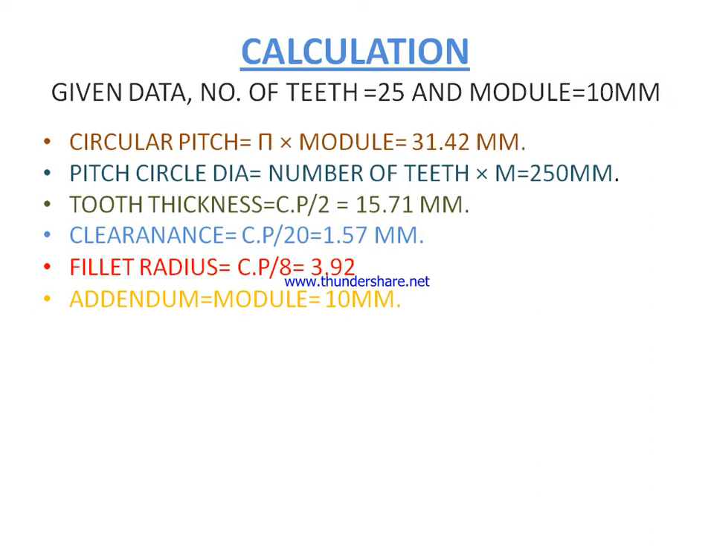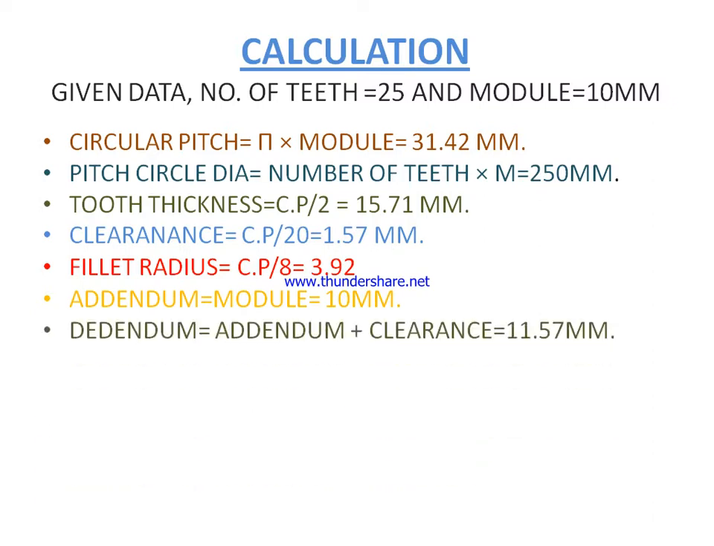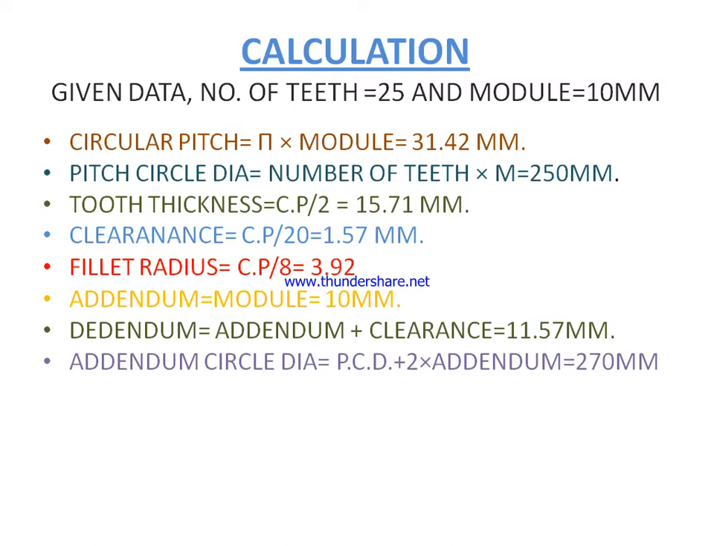Addendum, addendum is equal to module. So here module is 10 millimeter, and then the addendum is also 10 millimeter. Dedendum, addendum plus clearance: 11.57 millimeter. Addendum circle dia, PCD plus 2 into addendum: 270 millimeter. Dedendum circle dia, PCD minus 2 into dedendum: 226.86 millimeter.